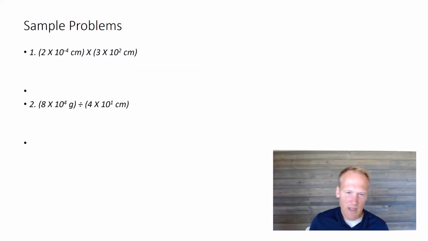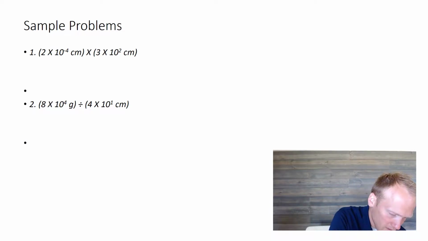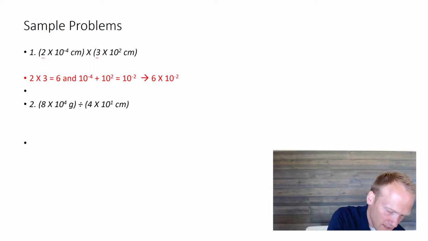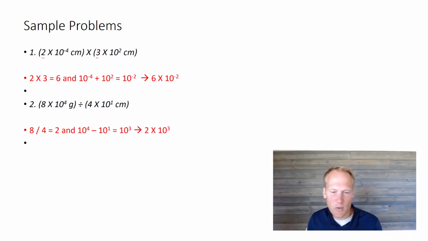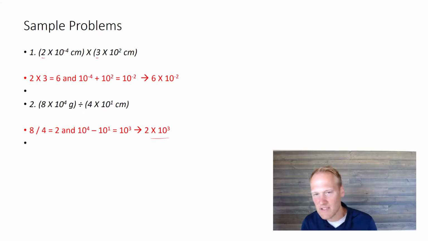So for this one, when we multiply these two numbers in scientific notation, we would multiply the 2 and the 3 and get 6, and then we would add these two exponents together, which means we'd have 6 times 10 to the negative 2. Notice how we've kept the correct number of significant figures. 2 is 1 sig fig, 3 is 1 sig fig, and our answer has 1 sig fig. This next one down here is division, so we're going to subtract the exponents after we do the math. 8 divided by 4 is 2. And then 10 to the 4th minus 10 to the 1 would be 10 to the 3rd. So 2 times 10 to the 3rd.